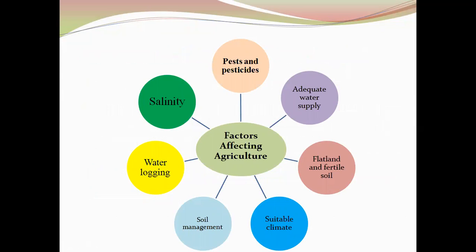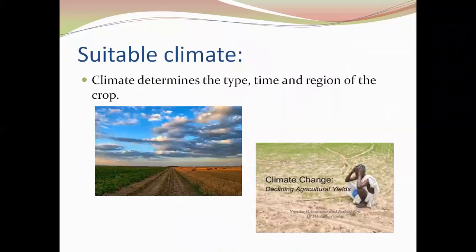Okay, students, there are many factors that affect agriculture. As you can see in this chart, we will start from flat land and fertile soil, adequate water supply, pests and pesticides, salinity, waterlogging, soil management. All these are different factors, and we will be learning about each and every factor one by one. So let's start. Number one is suitable climate.